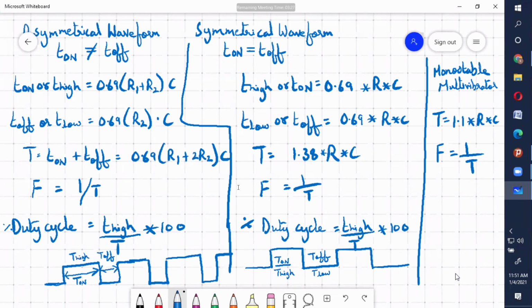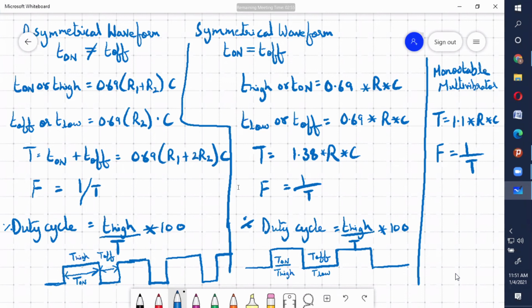Students, duty cycle says T high by T total into 100, which says how much of the total time period you want the pulse to be high. Sometimes we say it as T on by T into 100. T on is the period of time for which the pulse is high, divided by the total time period, into 100. It is always expressed as a percentage. Clear, students? Have you copied the formula?